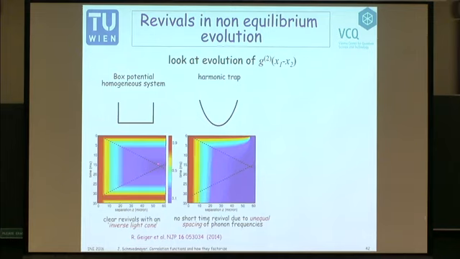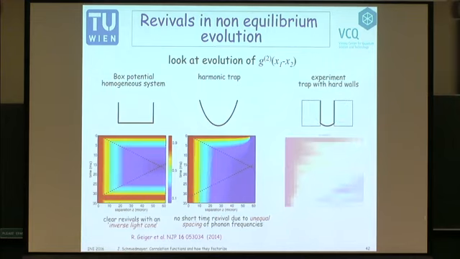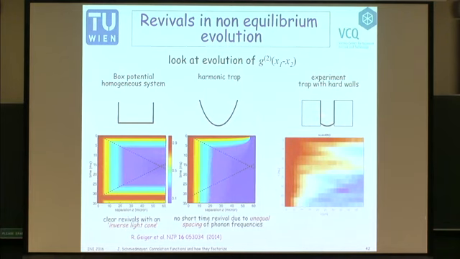If you have a harmonic trap, you don't get the revival because you don't have any equidistant spacing of the phonon frequencies. So basically, you can measure very nicely the light cone that I showed you before, but you don't see the revivals. Now, of course, it would be great to make a box, but as experimentalists, we can make a cheap way of making the box, and that's you add walls here, and then it's not a perfect system, but this system looks like that. So you see the light cone, and you see one revival, maybe a little bit of a second revival, and it's gone.